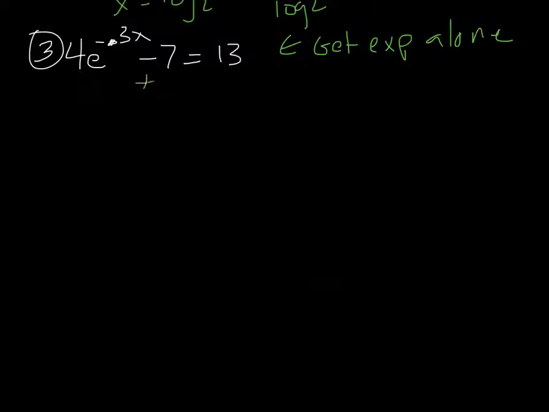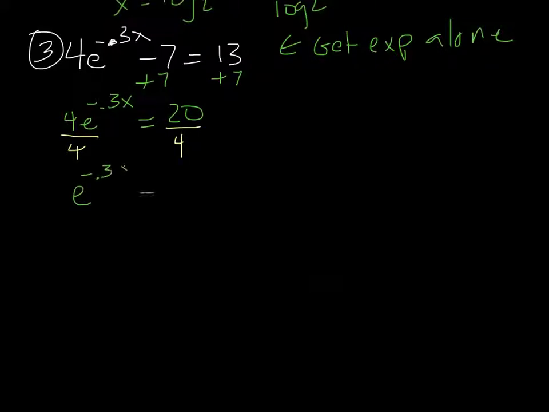So we're going to do the usual stuff. Add 7. So 4e to the negative 0.3x equals 20. Also, you will notice that there is a times 4 here, so I'm going to divide by 4. And I will end up with e to the negative 0.3x equals 5. So I've got the exponent alone, that's what I've just done. So now I am going to take the log of both sides.